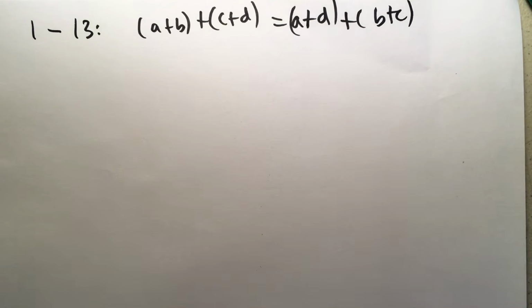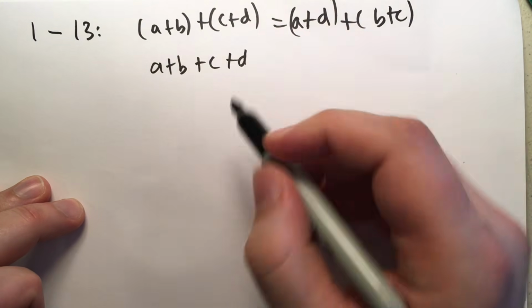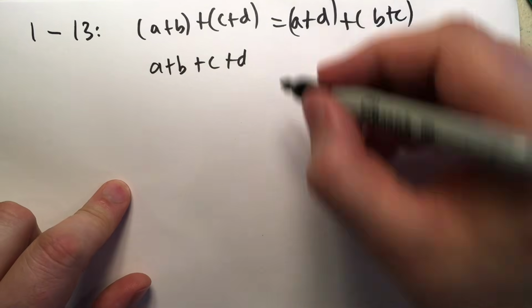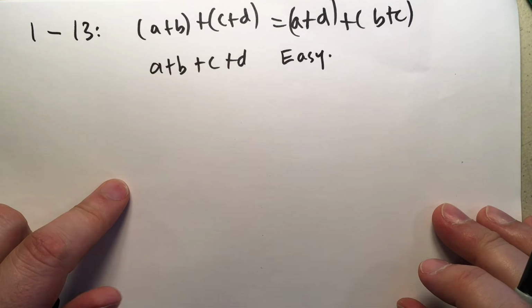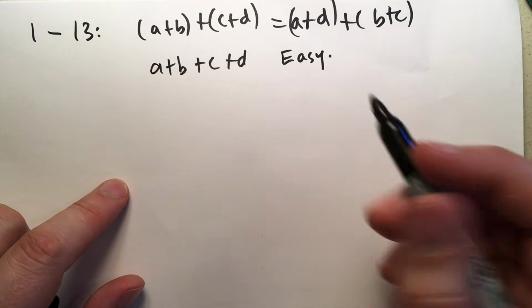Well, there's 2 or 3 approaches you can take. One approach is you just write it down like this: a plus b plus c plus d. Then you move the terms around however you want, and you end up with what you get. And that's the easy way to do it. I encourage you to do it the hard way. The hard way would be you apply associativity and commutativity.